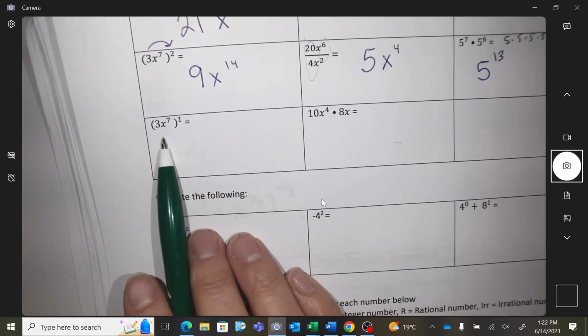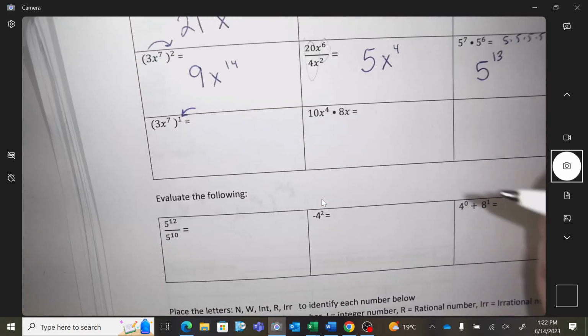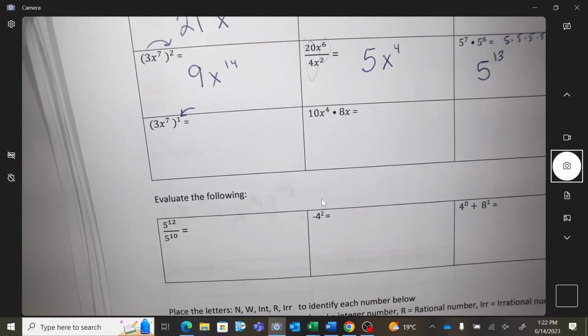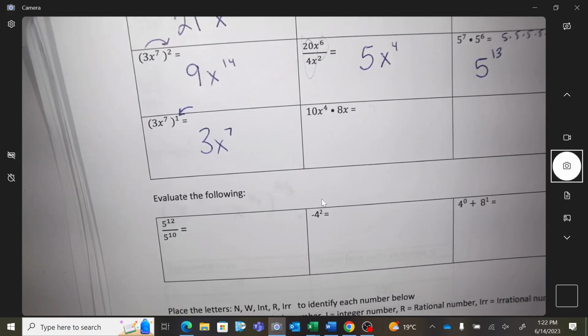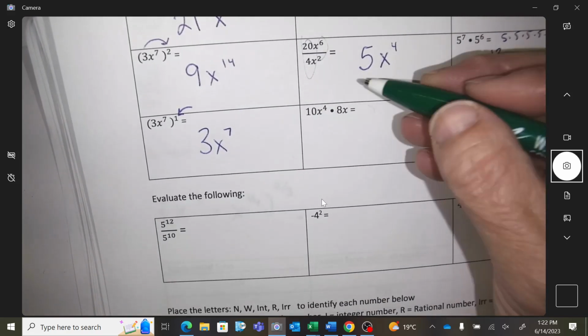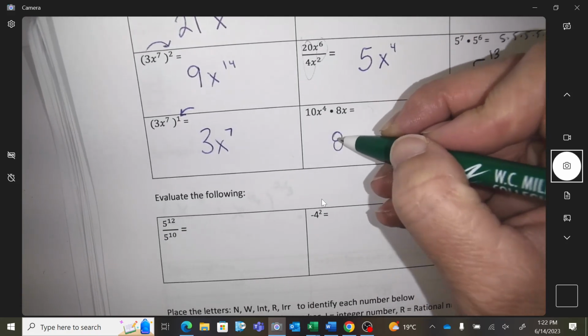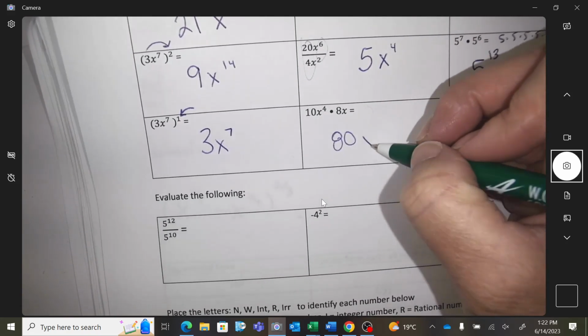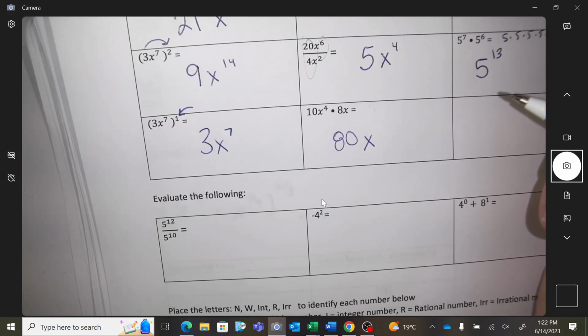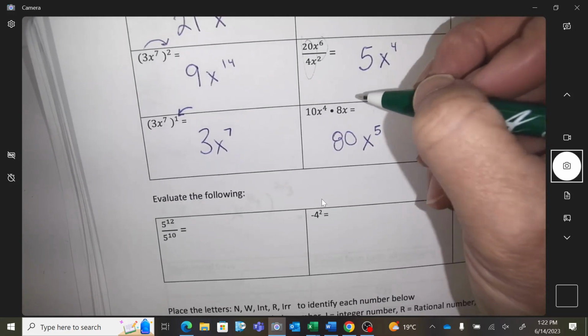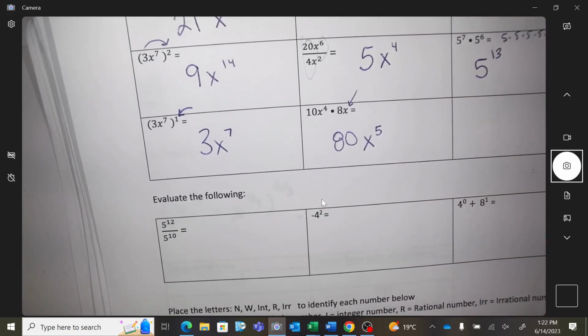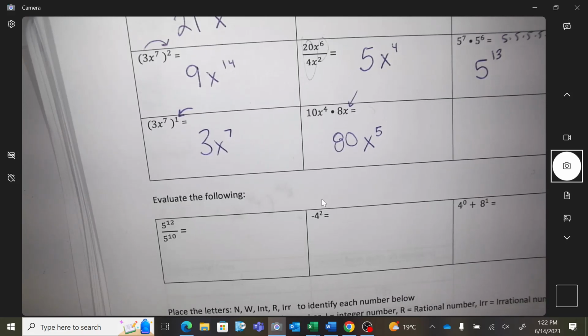Okay. Here it's, what is the thing when anything to the one? Same thing. If you have an exponent one, it doesn't change anything. And the last one in this section, multiply the coefficients. X5, because I wanted to see if you could catch yourself understanding that there's really a 1 on that, right?